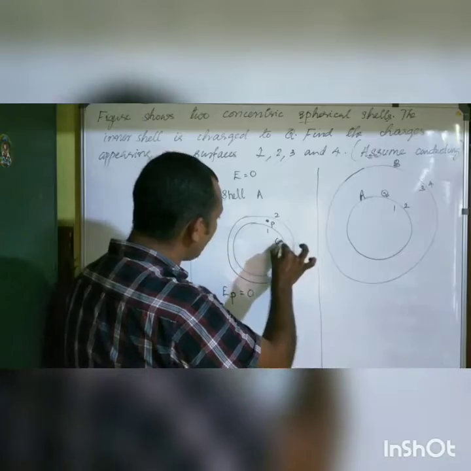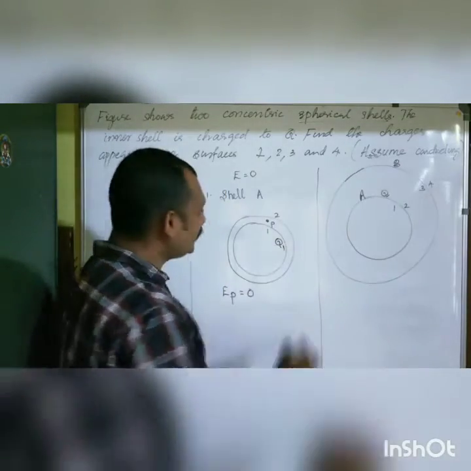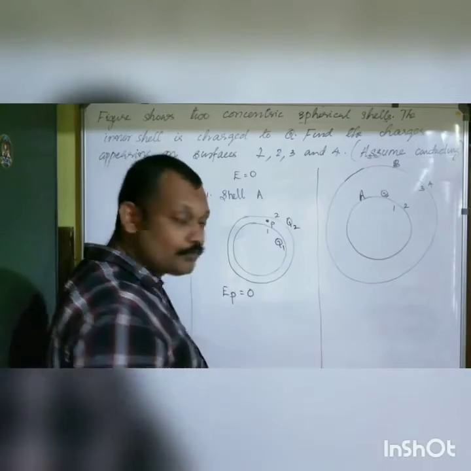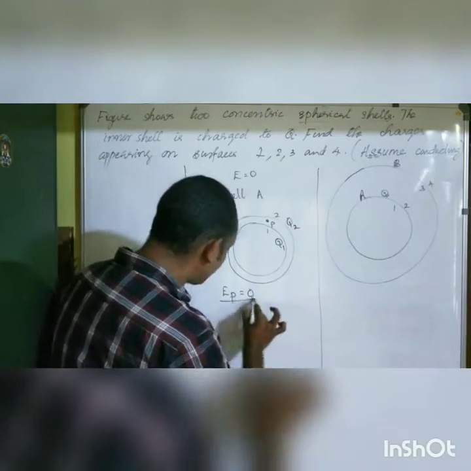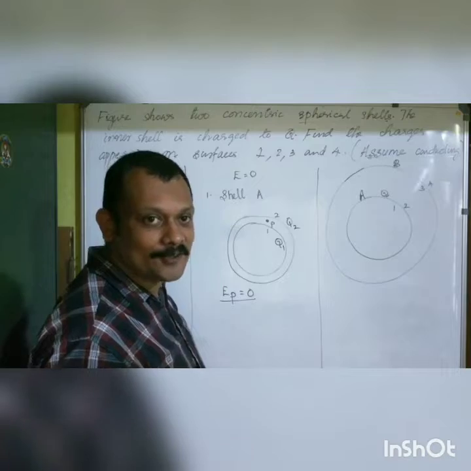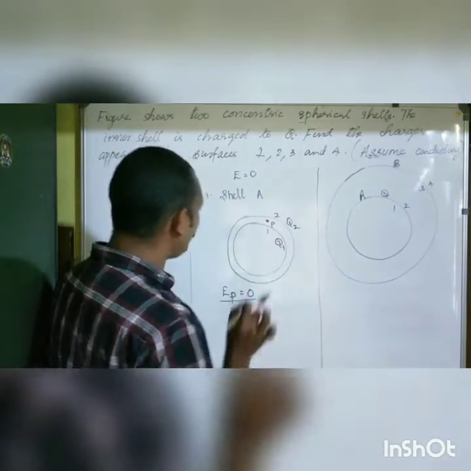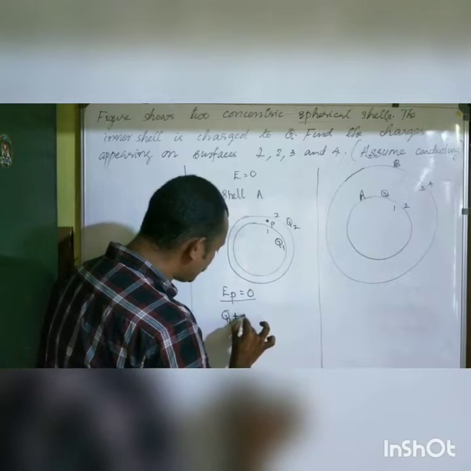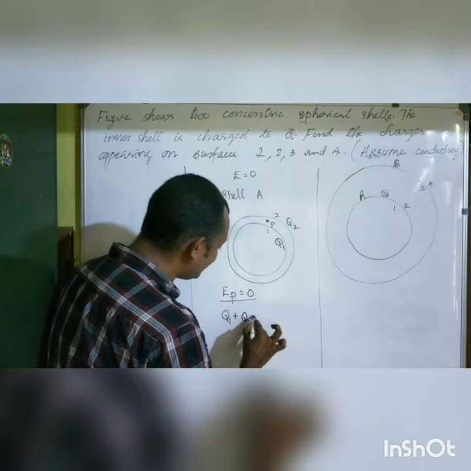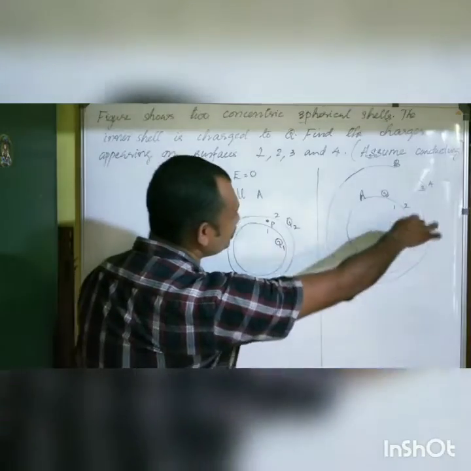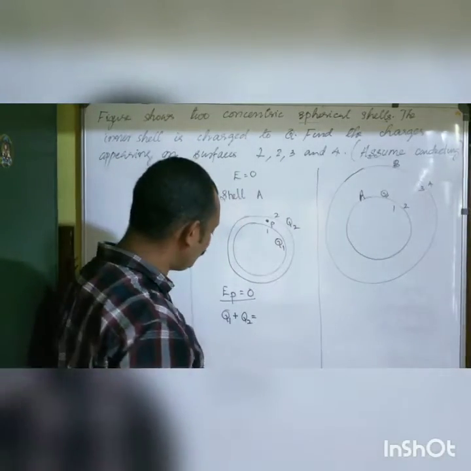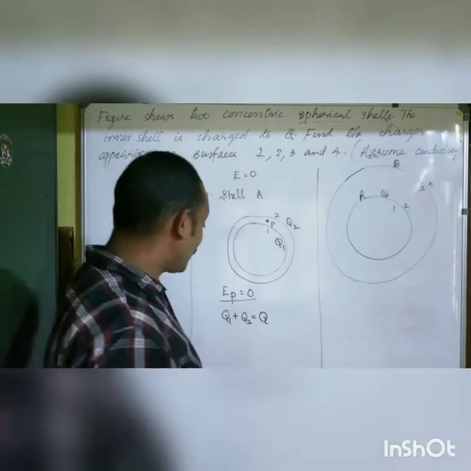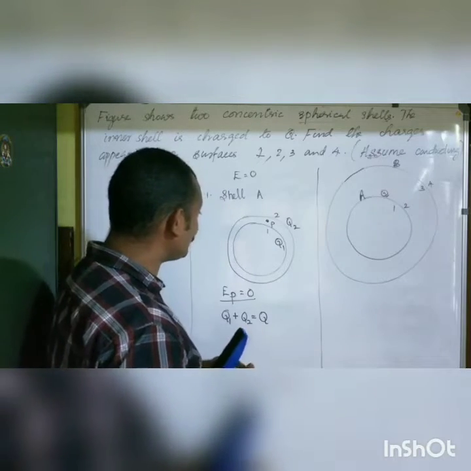Let's assume that the charge on this surface is Q1, and the charge on this surface is Q2. So step 1, I said, the electrostatic field at the point P is equal to 0. The second point is conservation of charge, that is Q1 plus Q2 is equal to, what is the charge on the sphere? It is Q. So Q1 plus Q2 is equal to Q.